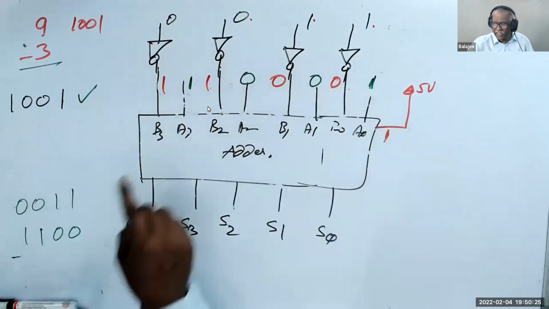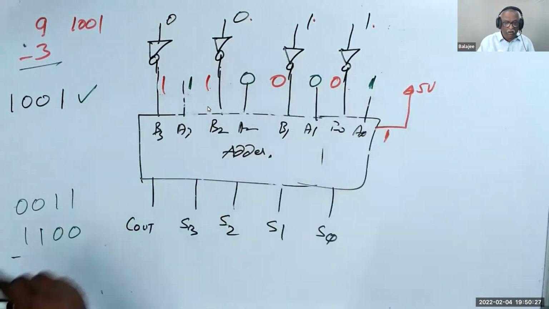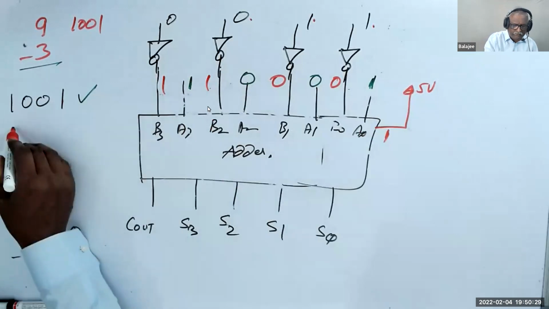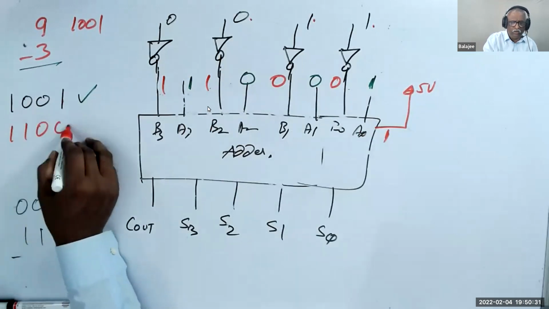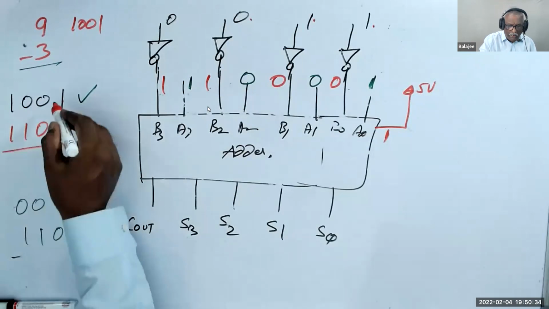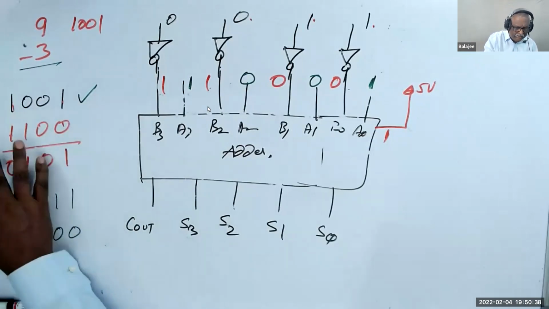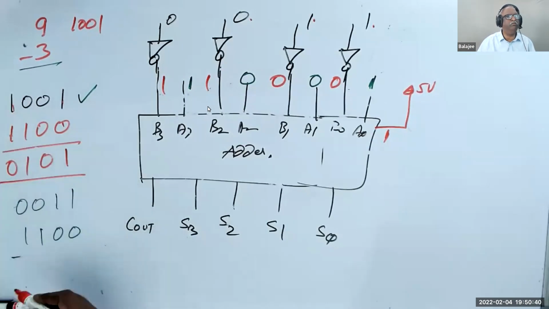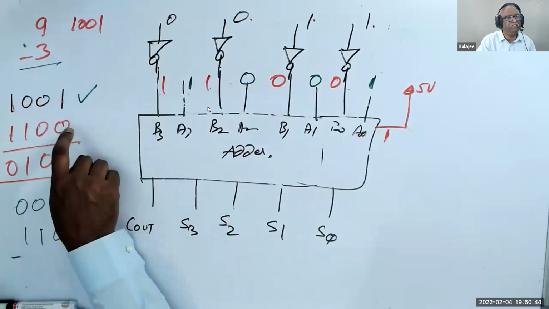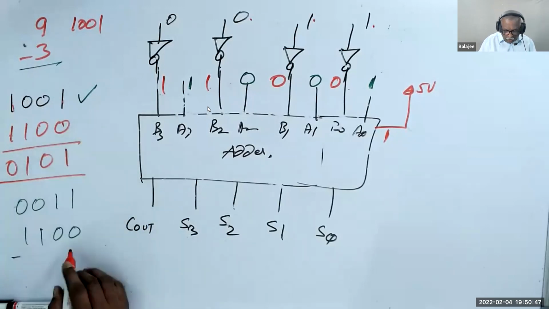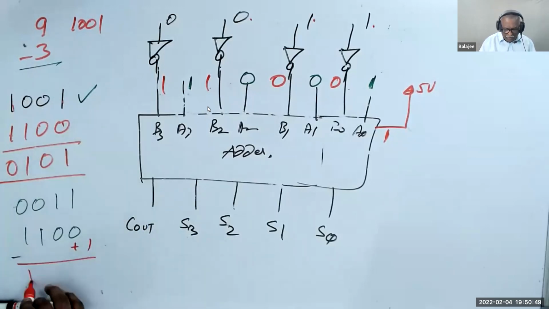Now what I'm doing? I'm adding now. But if I add, I don't get the right result because of 1, 1, 0, 0. See, when I add, you leave out this carry. You get how much? 5. But 9 minus 3 is 6. The problem is this is called one's complement. If you add 1 to it, it becomes 2's complement.